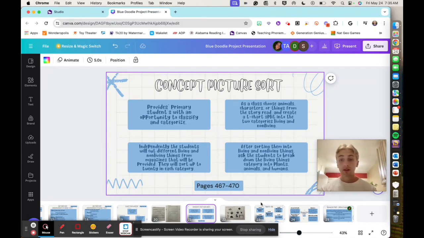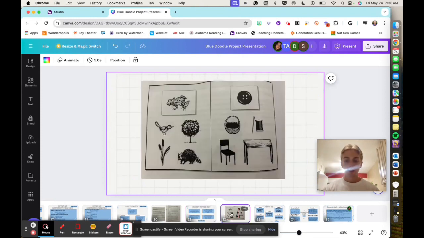Now, after going over these, the students will actually make something like this. You let them work through it, and then once they work through it, you would be like, okay, so why do you think the frog goes in this category? What qualities of the frog make it a living thing? And just kind of ask questions to challenge them to understand why they put it there. And do the same thing with the button, the chair, or the desk, the needle and thread, so for any of it.